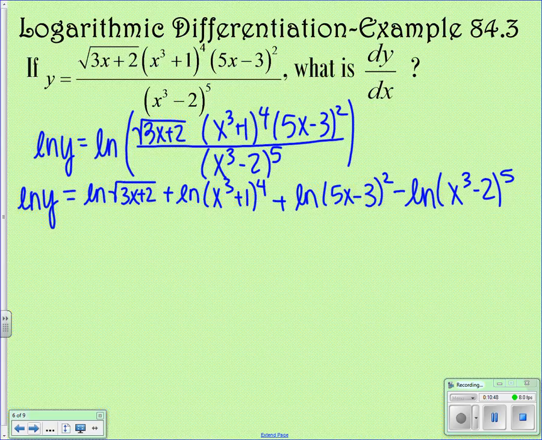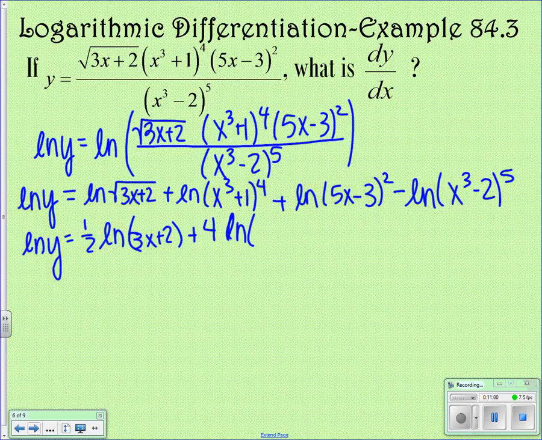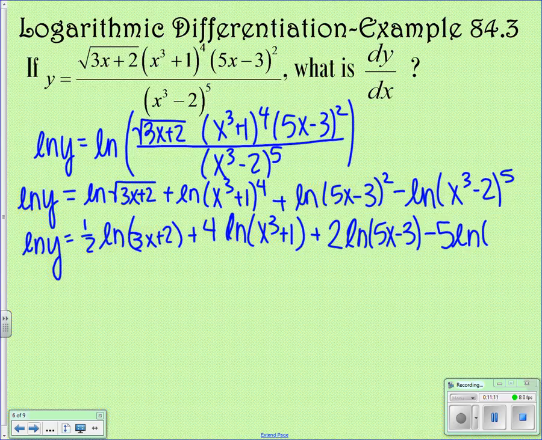And then you're going to move your exponents down to the front. So we have a 1/2 for our first term. We have a 4 for our second term. We have a 2 for the next one. And we have a 5 for the last one.